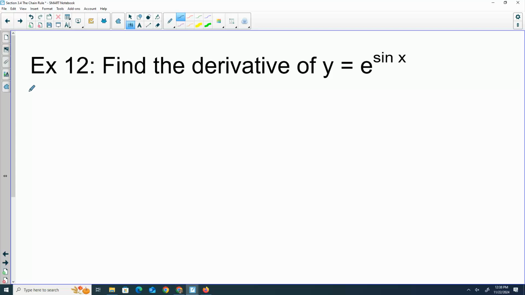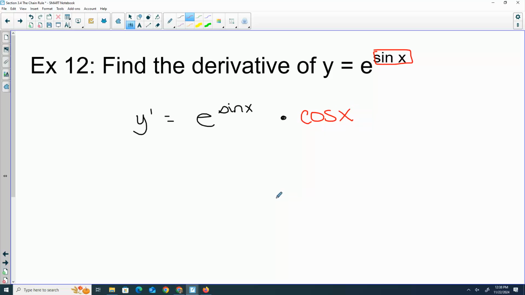Okay, just slow down and think about our derivative rule. What is the derivative of e to a power? E to that power. That doesn't change. But my exponent is no longer just an x, so we have to multiply by the derivative of the inside. So what's the derivative of sine x? Cosine.